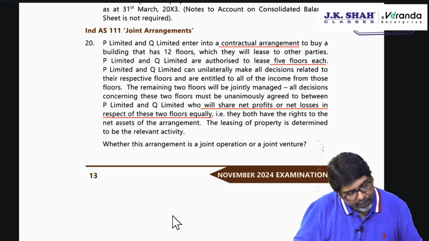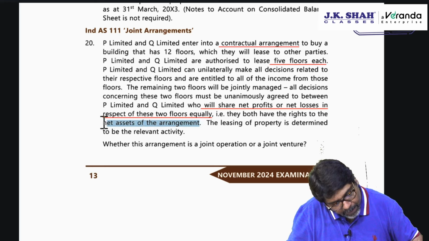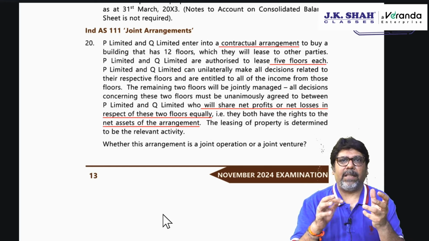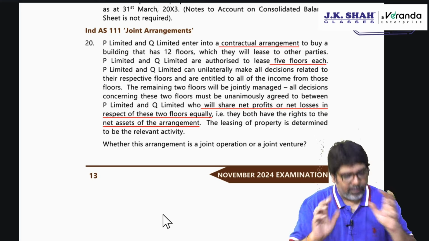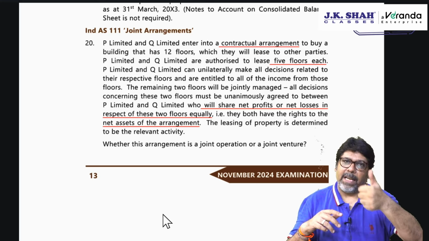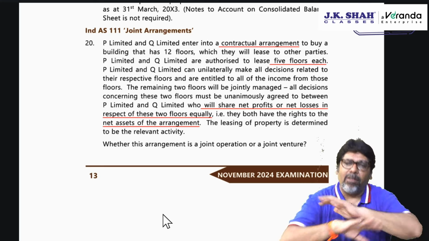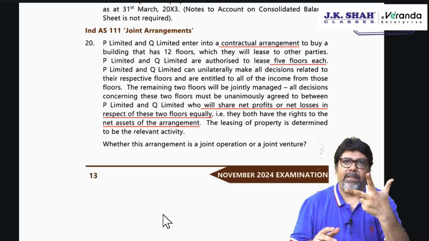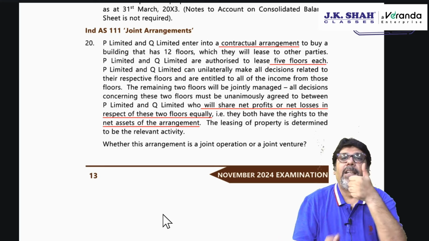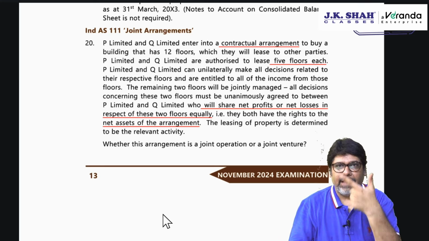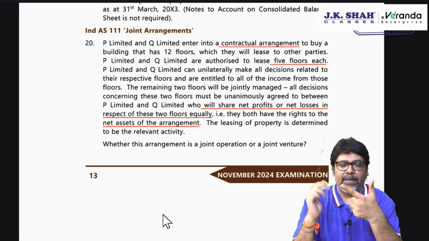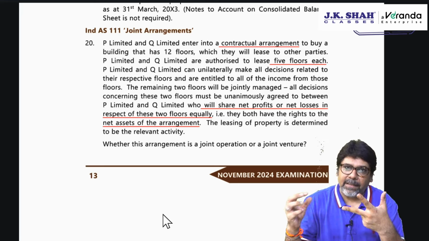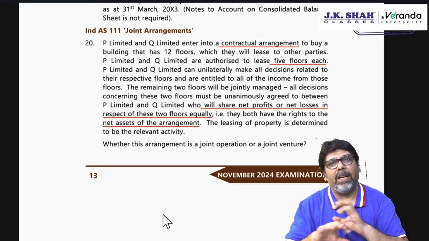Correct? They both have rights to net assets. That means they don't have individual right on a particular asset and a particular liability. Correct? So they are contractually bound. They have got equal right on all assets and all liabilities, and they share profit and losses equally. 3 important points. First, it is contractual agreement. Second, they don't have right on individual assets or liabilities. Third, they have got right equally on all the net assets and share profit and losses equally. That means they bear all income and expenses.